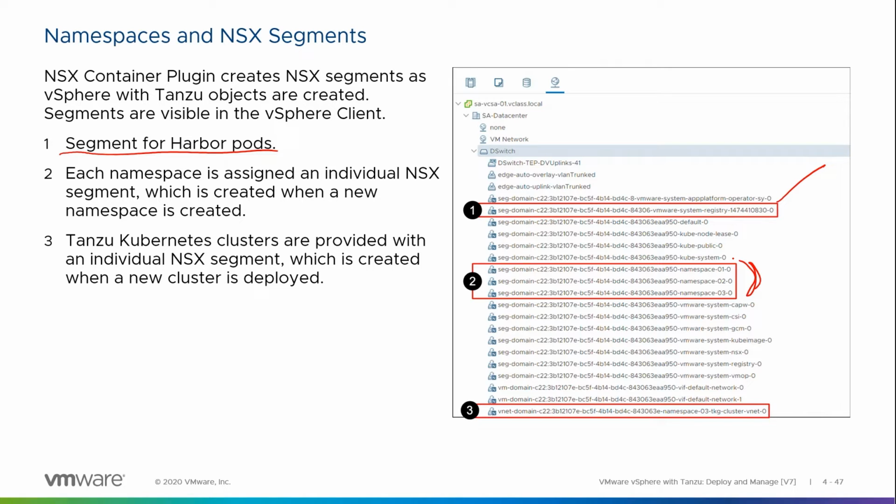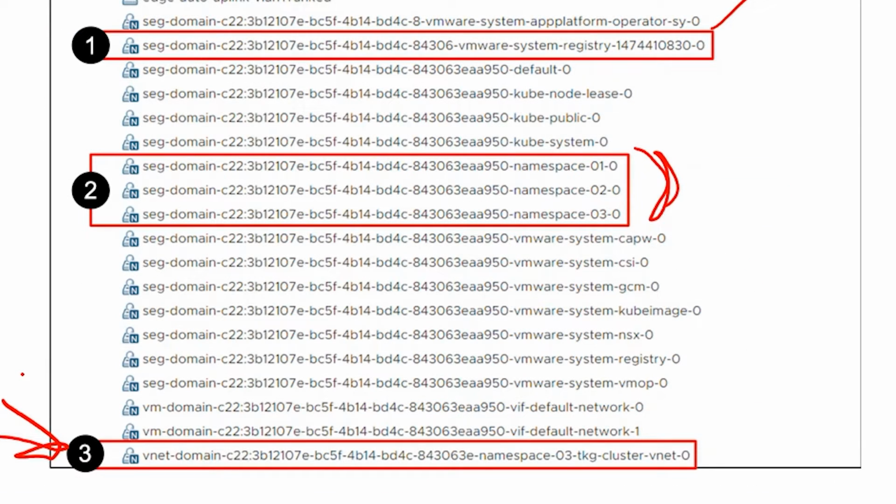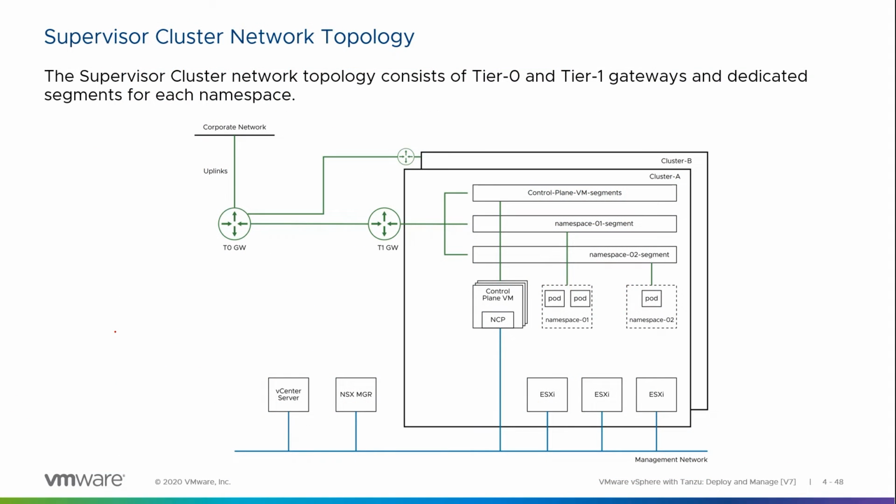Finally, we haven't gotten there yet, but since we're talking about the additional segments, when you deploy any TKG clusters, each TKG cluster is going to get its own segment created down here, and that cluster will have its own layer 2 broadcast domain.